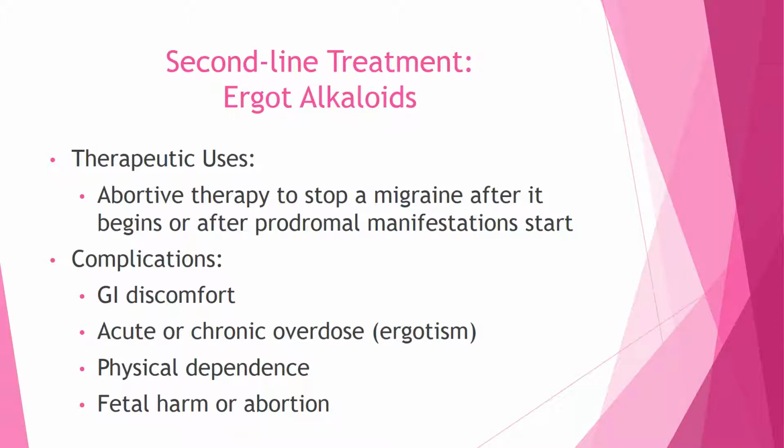Acute or chronic overdose, ergotism. So they will complain of muscle pain, paresthesias in the fingers and toes, peripheral ischemia. So withhold the medication and notify the provider immediately. Physical dependence. Do not exceed the prescribed dose. Do not take these medications daily on a long-term basis.